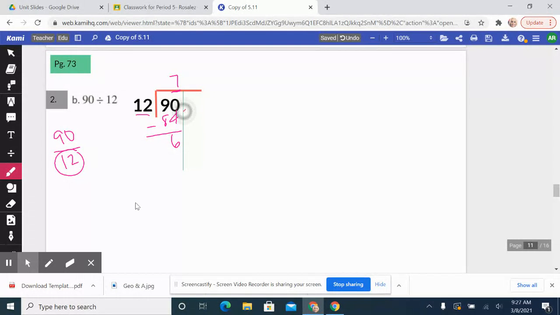So I'm going to add my decimal point and I'm going to bring it up. Sorry, that's a decimal. Let me erase because I don't want it to confuse anybody. Okay. All right, so I add my 0, I bring it down, I have my 60, right? So 12 goes into 60 5 times evenly. 5 times 12 is 60. I subtract and I get 0. So my answer is 7.5.